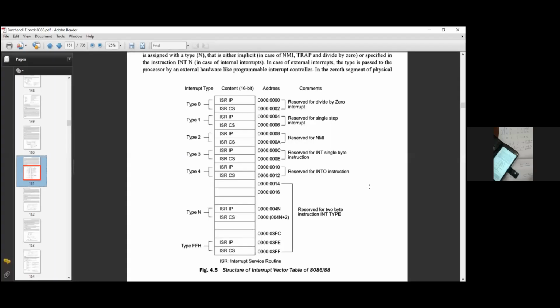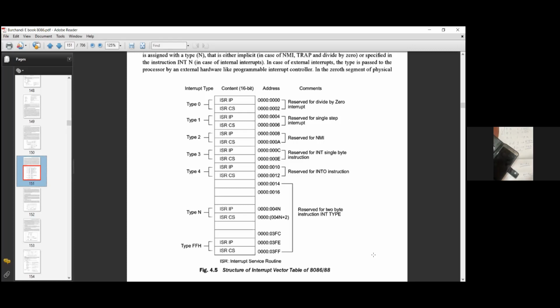Just see, this is the interrupt. Questions will be coming like interrupt 2, what will be the vector locations? Type 0, type 1, type 2, type 3, type 4, similar kind of thing. Interrupt type N. Everywhere you can know that it is 4 into N. 4 into N means, for type 0, what will be the starting location?